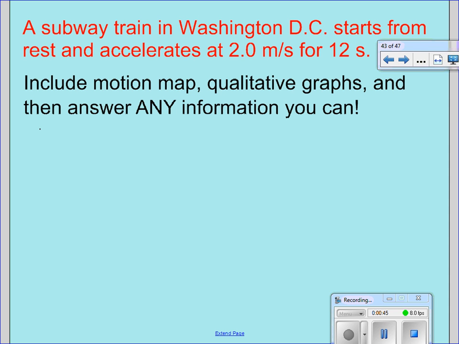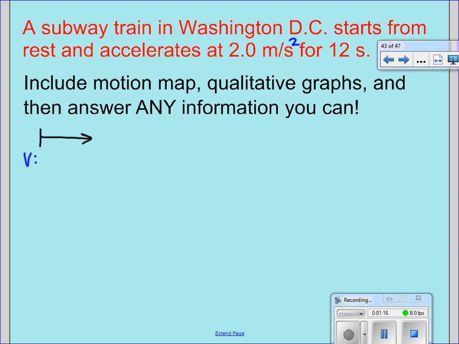Remember, you as the physicist can decide which direction you want your motion map. It's always a habit for me to make the motion happen in the same direction that's positive, so that means to the right. I'm going to do velocity first. I'll make it travel to the right, since that would make my velocities positive. The subway train is starting from rest and accelerating at 2 meters per second squared, excuse me, for 12 seconds.